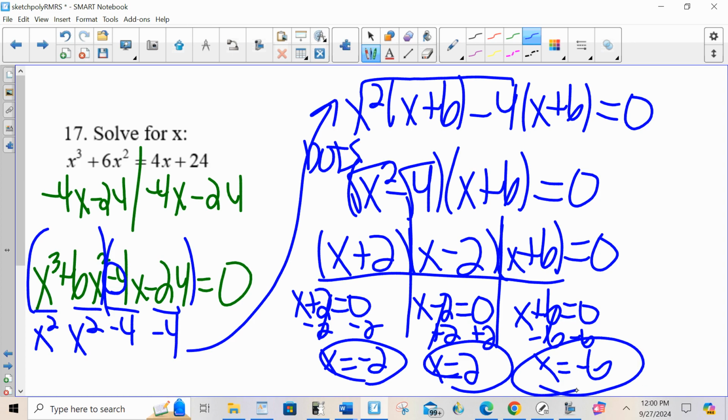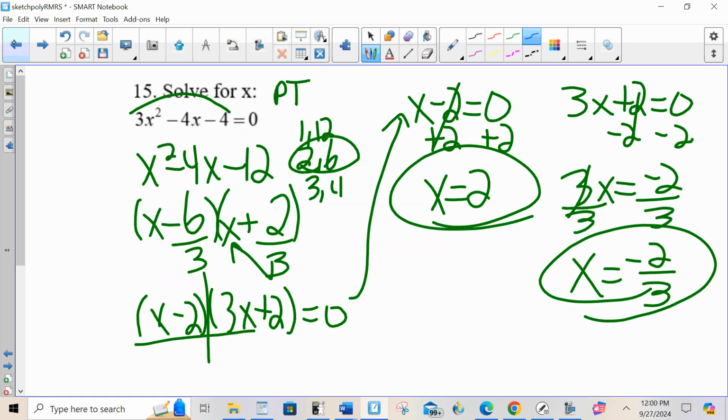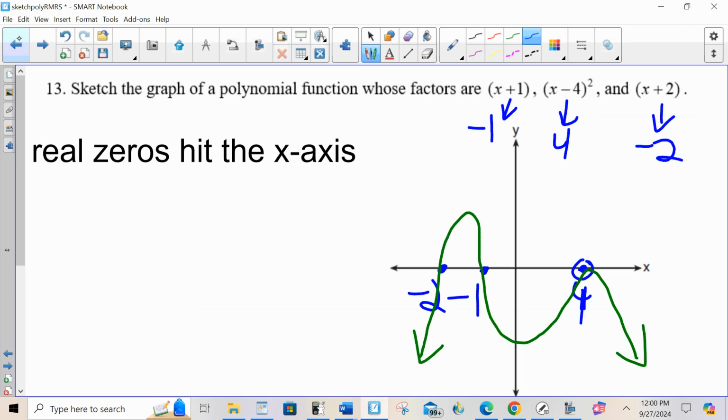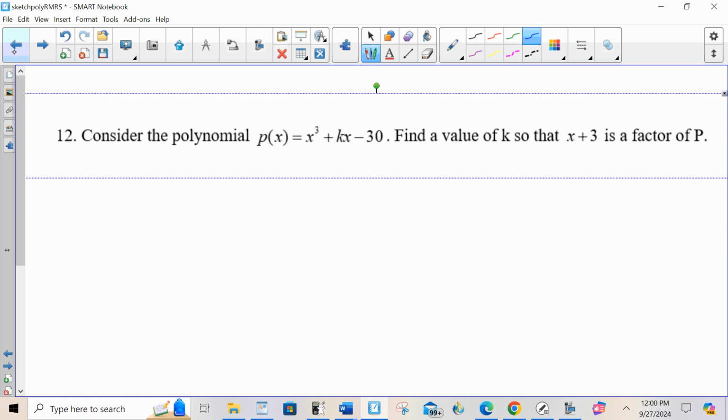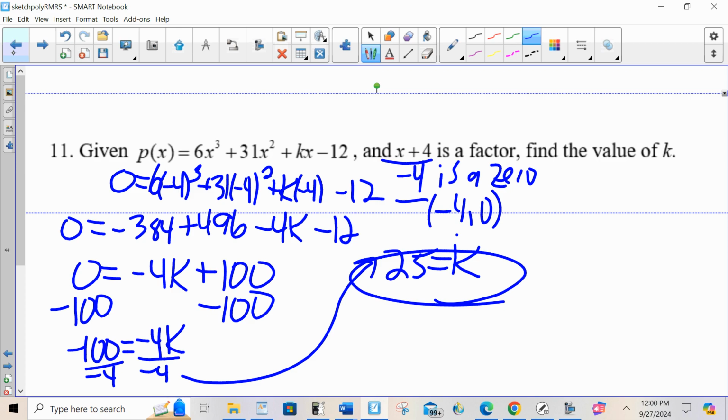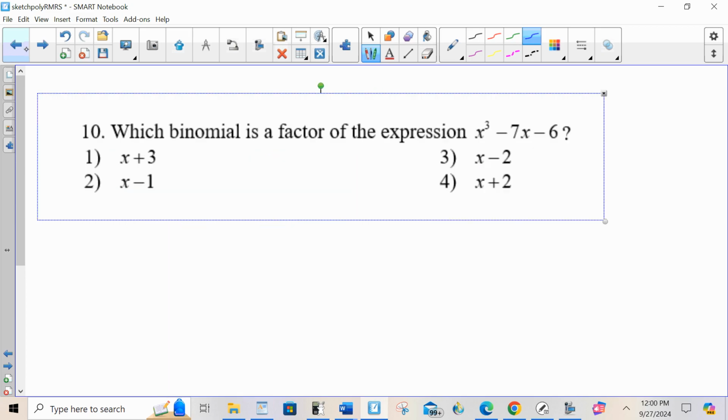So you're going to have a polynomial equation with grouping on your test. You're going to have a polynomial equation with a tricky trinomial on your test. Both of these are throwbacks to the first unit. You're going to have to sketch a polynomial equation where I either give you the factors or the zeros. You're going to have to find k given a factor by subbing in the opposite, by subbing in the 0 for x and 0 for y.